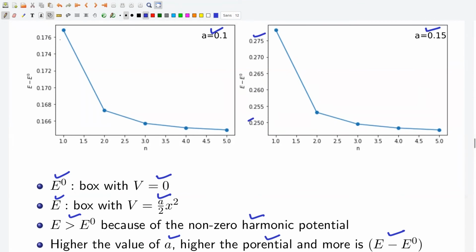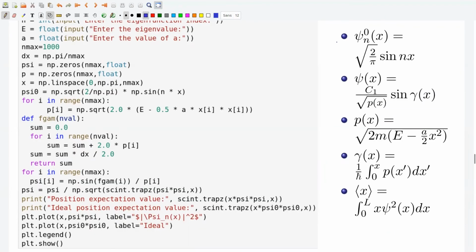Also note that the energy difference is the highest in case of the ground state, and it decreases with the increasing value of n. Let us now try to plot the eigenfunctions for particle in a box with a harmonic potential inside the box and compare the eigenfunctions for a box with V equal to 0. Psi naught x is the eigenfunction for a box with V equal to 0.